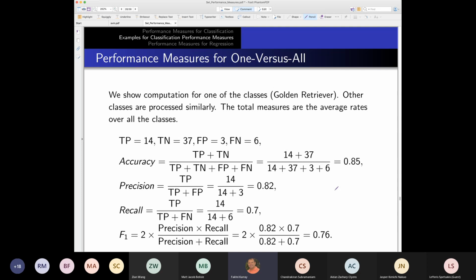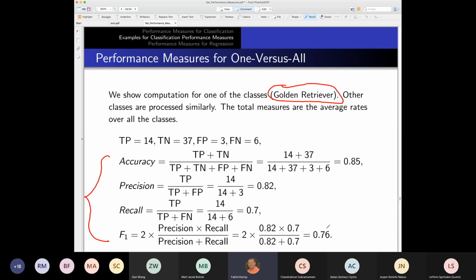So now I would like to call the various types of measure for the golden retriever. So now we have defined the false positive for it, the true negative, the false negative, and the true positive. And then we utilize exactly the same formula that we have used before. So here we have 0.85, which is 85%. Precision is 82%. Recall is 70%. So the recall is less than the 0.82. And we should expect that the F1 measure is going to be in between the recall and the precision, which is exactly the case. So it is 0.76.